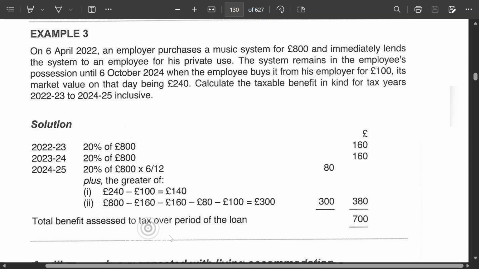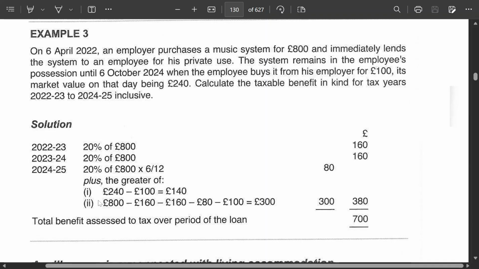So you've got 2 methods to calculate. First, let's think of it as the market value method, which is we use this 240. So we take the 240 minus whatever he has paid. If you apply the market value method, the current market value is 240 minus he pays £100, so the amount of the charge here is 140.